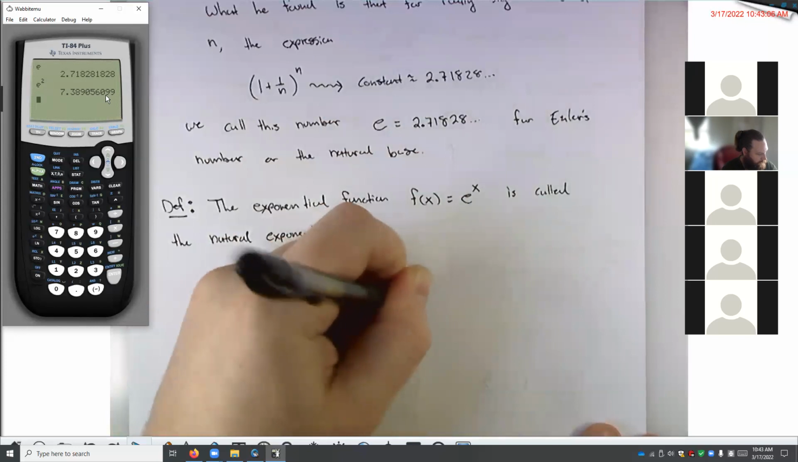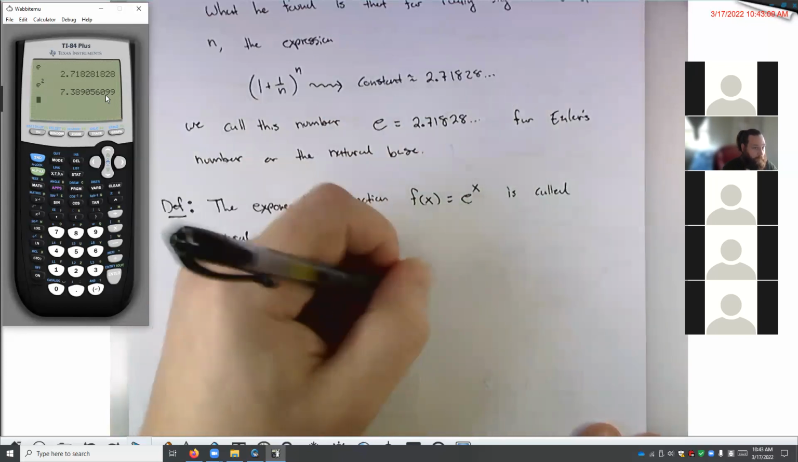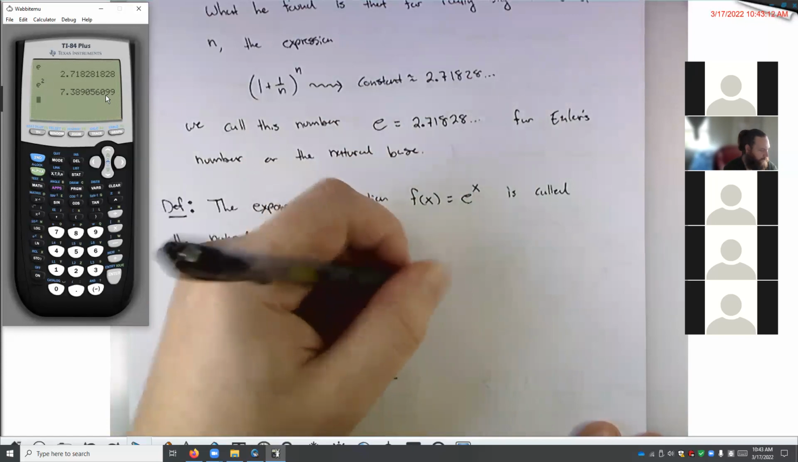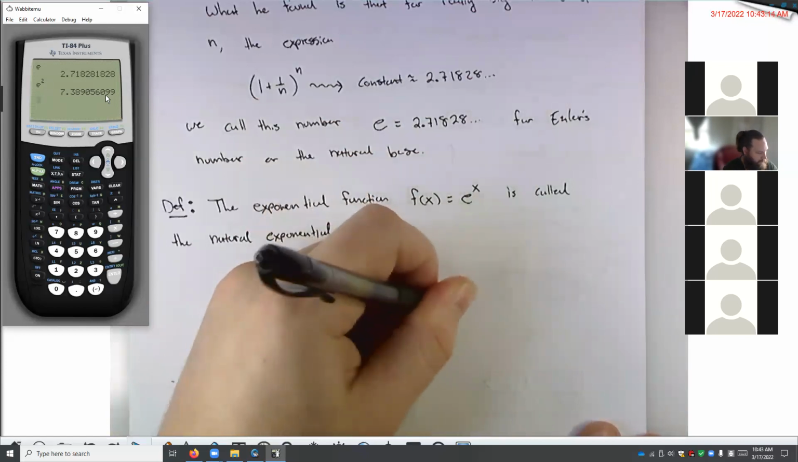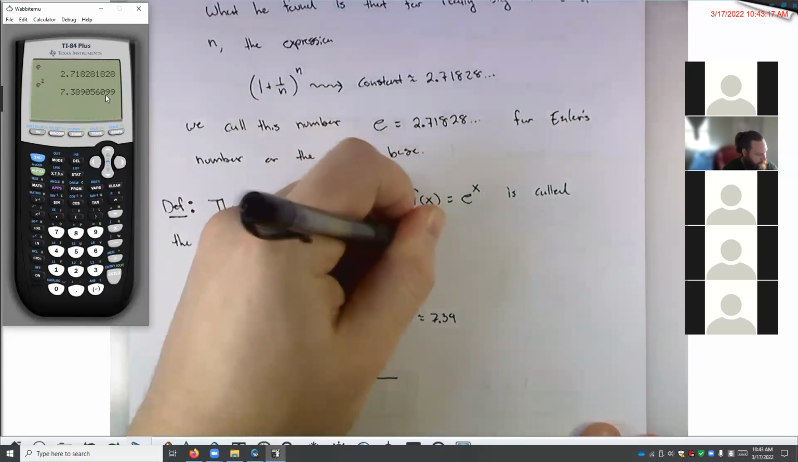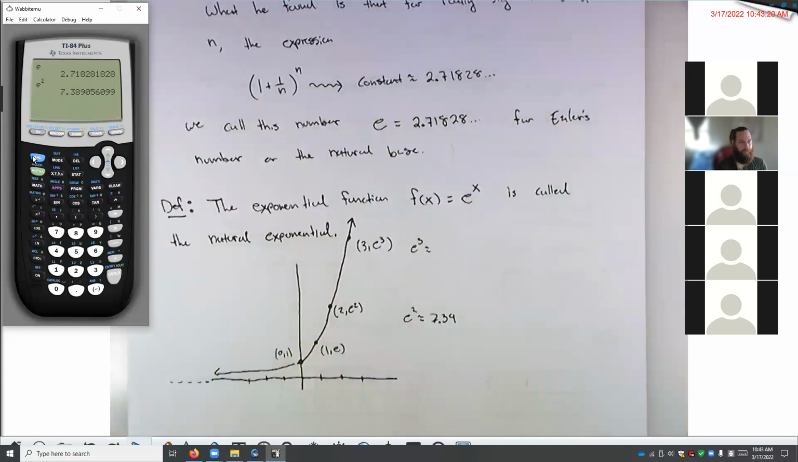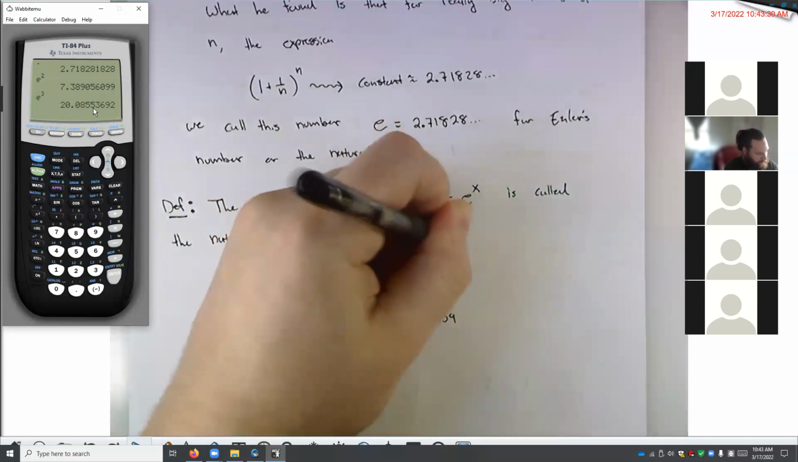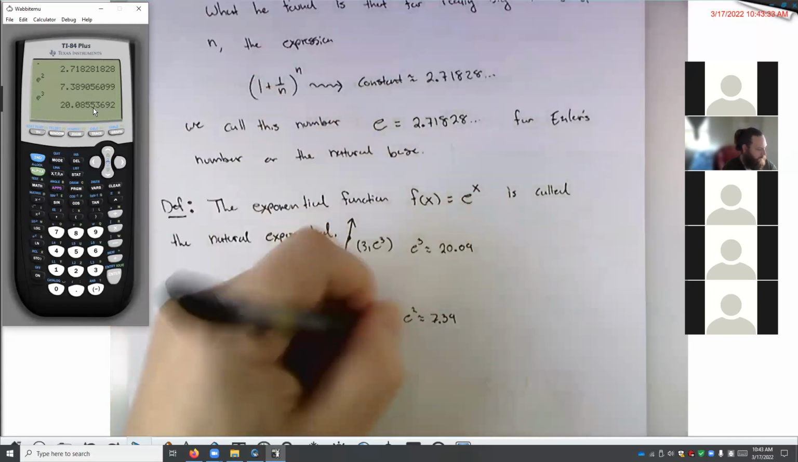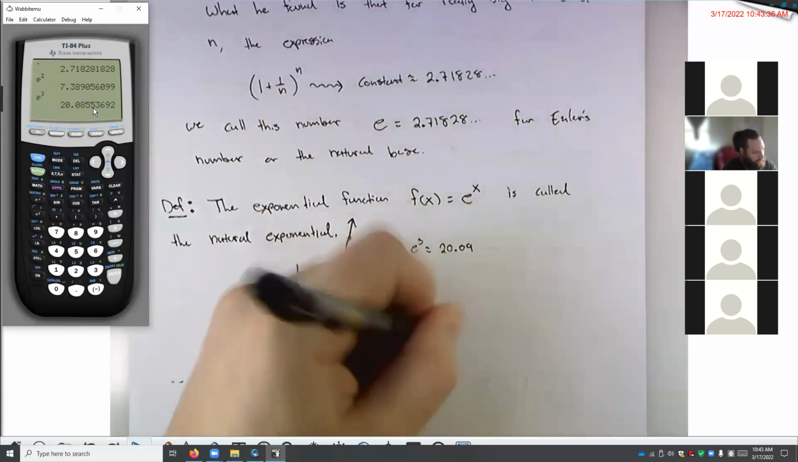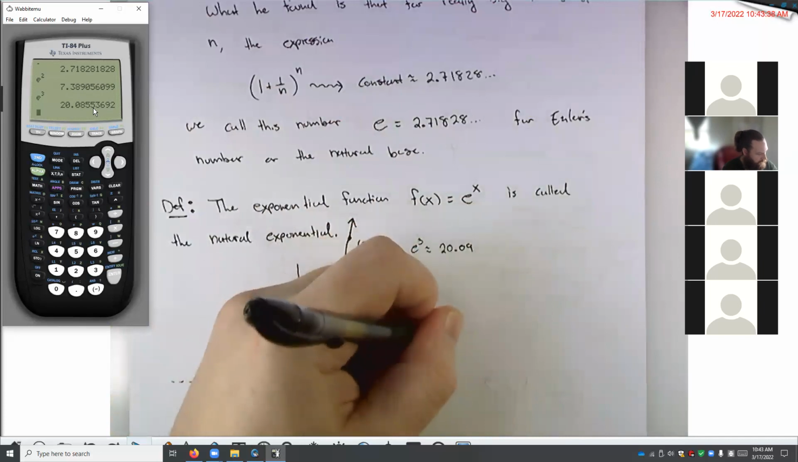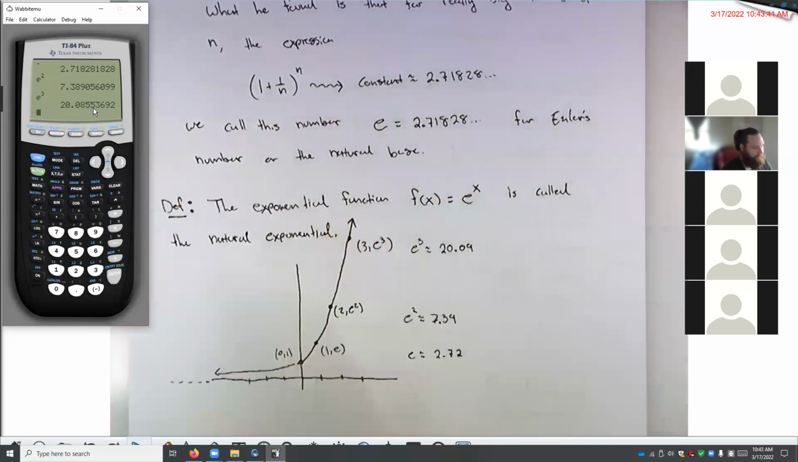so E squared is about 7.39. E cubed it's about 20.09-ish. And E itself, we said earlier, is about 2.72. So you see how big this is getting, right?